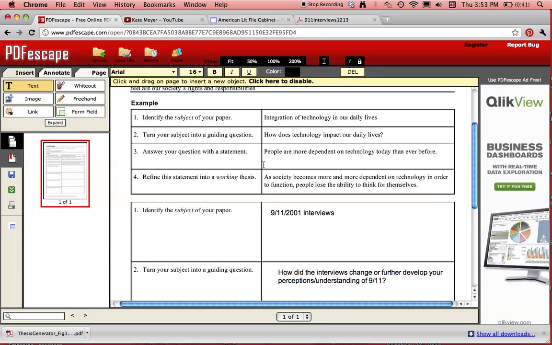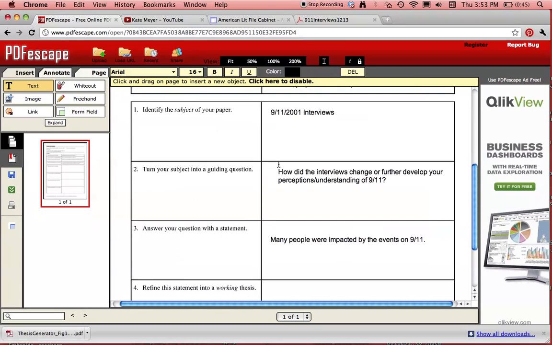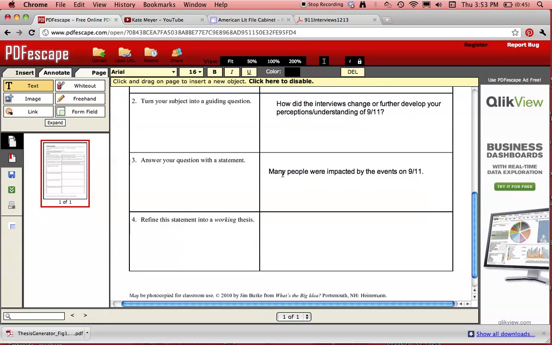Yes, and so what? The statement that I came up with then, the thesis statement, was: as society becomes more and more dependent on technology in order to function, people lose the ability to think for themselves. So the way to get from box number 3 to box number 4 is to ask yourself the question, so what? People are more dependent on technology today than ever before, so what? Many people were impacted by the events on 9/11, so what? And my so what might be: the events on 9/11 brought the country closer together, even though we are geographically far apart.